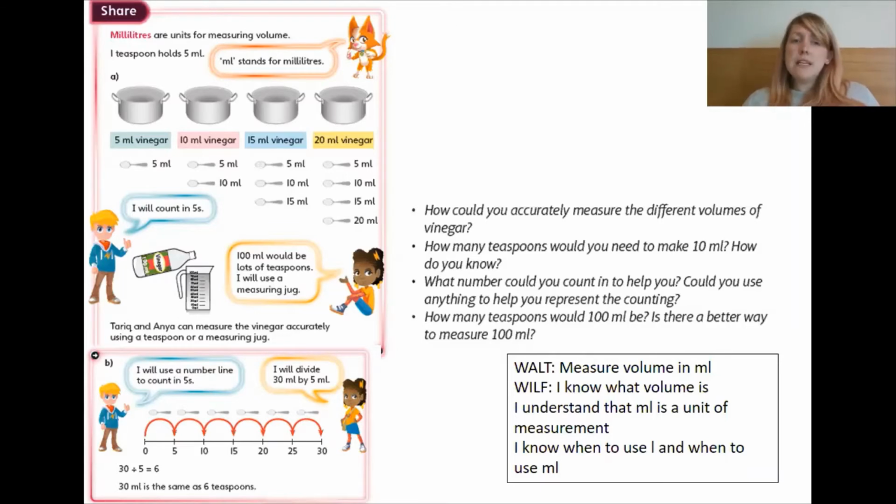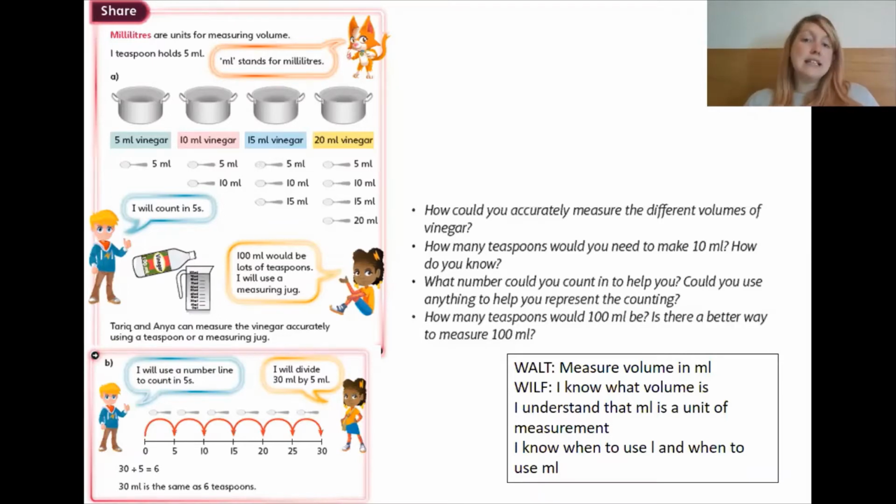So the things that I want you to think about while we're going through the share are, how could you accurately measure different volumes of vinegar? How many teaspoons would you need to make 10 millilitres? And how do you know? What numbers could you count in to help you? Could you use anything to help you repeat the counting? And how many teaspoons would 100 millilitres be? Do you think there might be a better way to measure 100 millilitres?